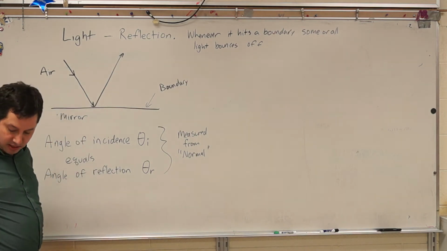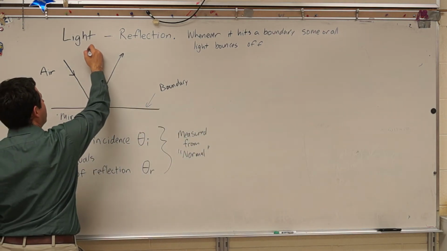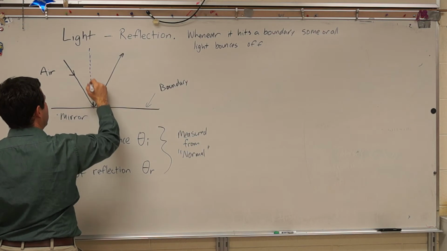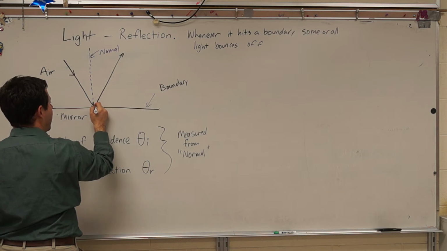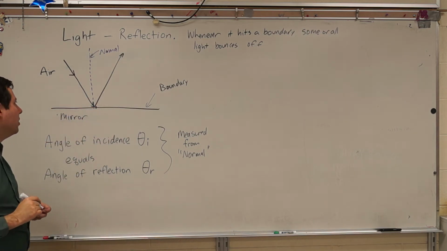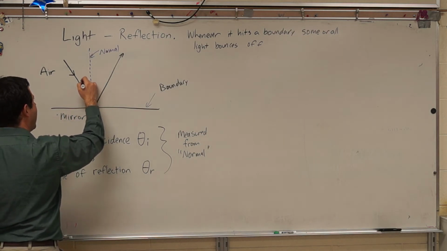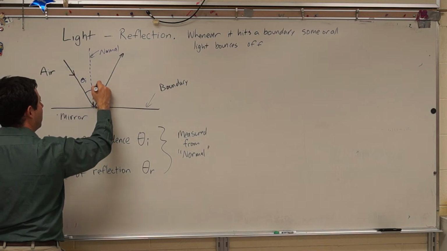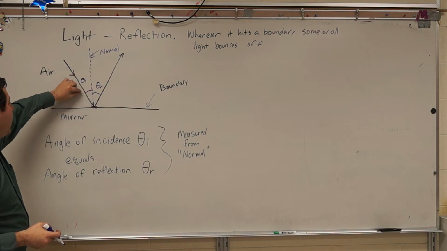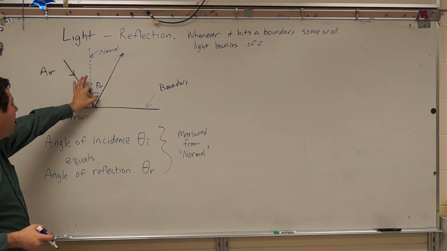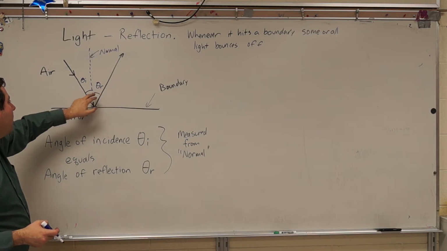So imagine I create this imaginary line here, and this is what I'm going to call my normal. And the normal makes a 90-degree angle with this surface, the mirror. And if we want to measure from this, we tend to measure theta i and theta r. So the angle of incidence would be this angle between the normal and the incoming ray, and the angle of reflection is the angle between the outgoing ray and the normal.